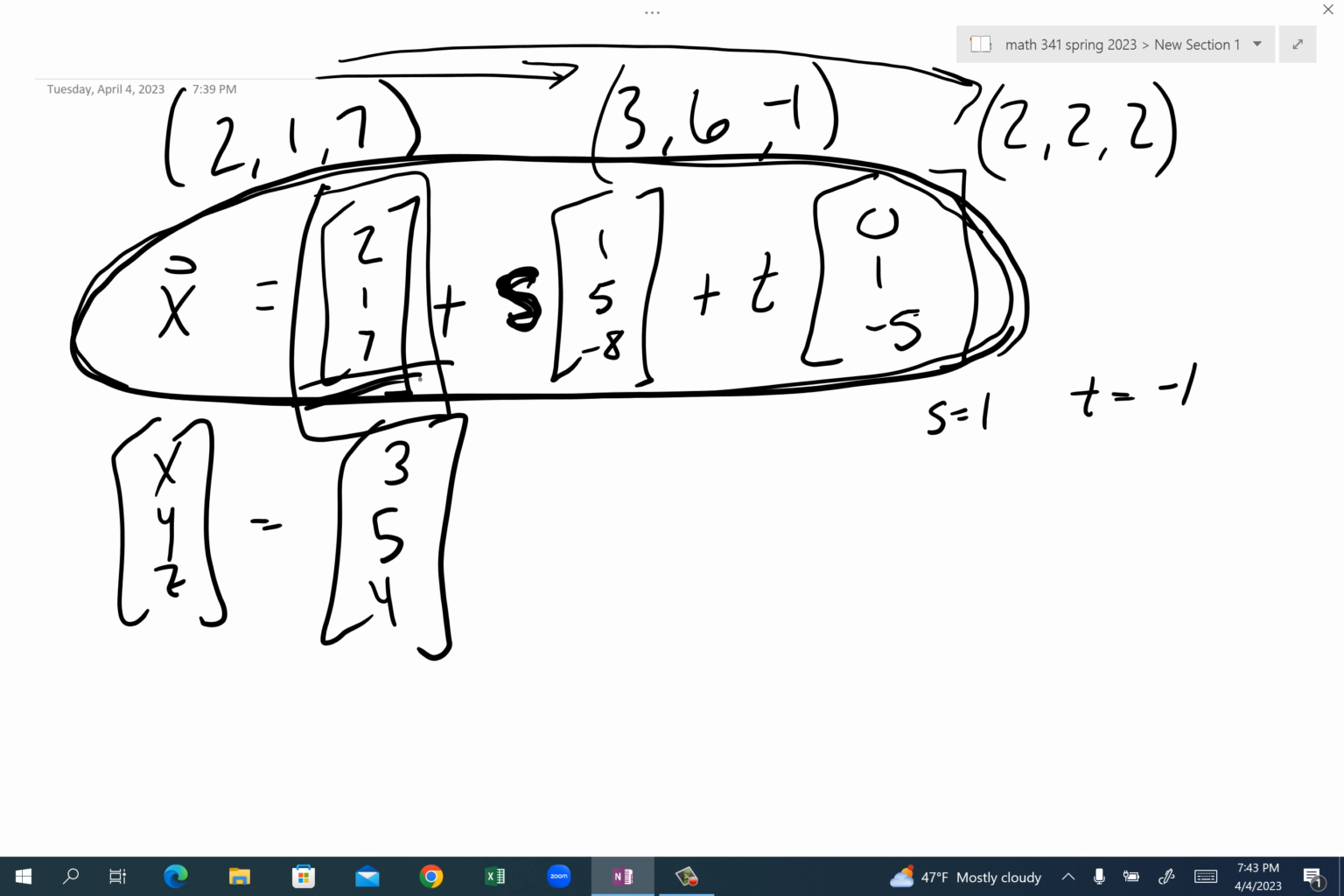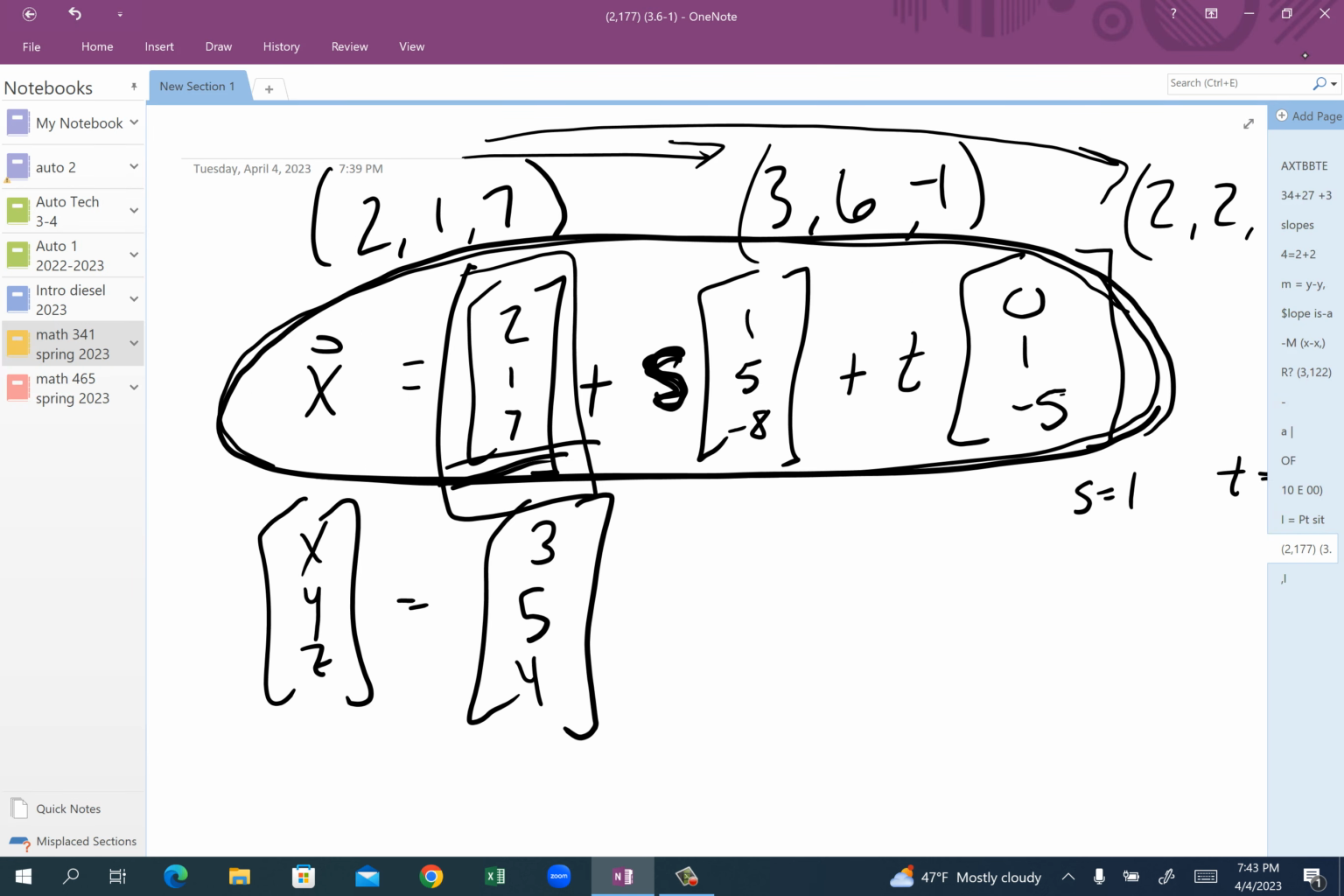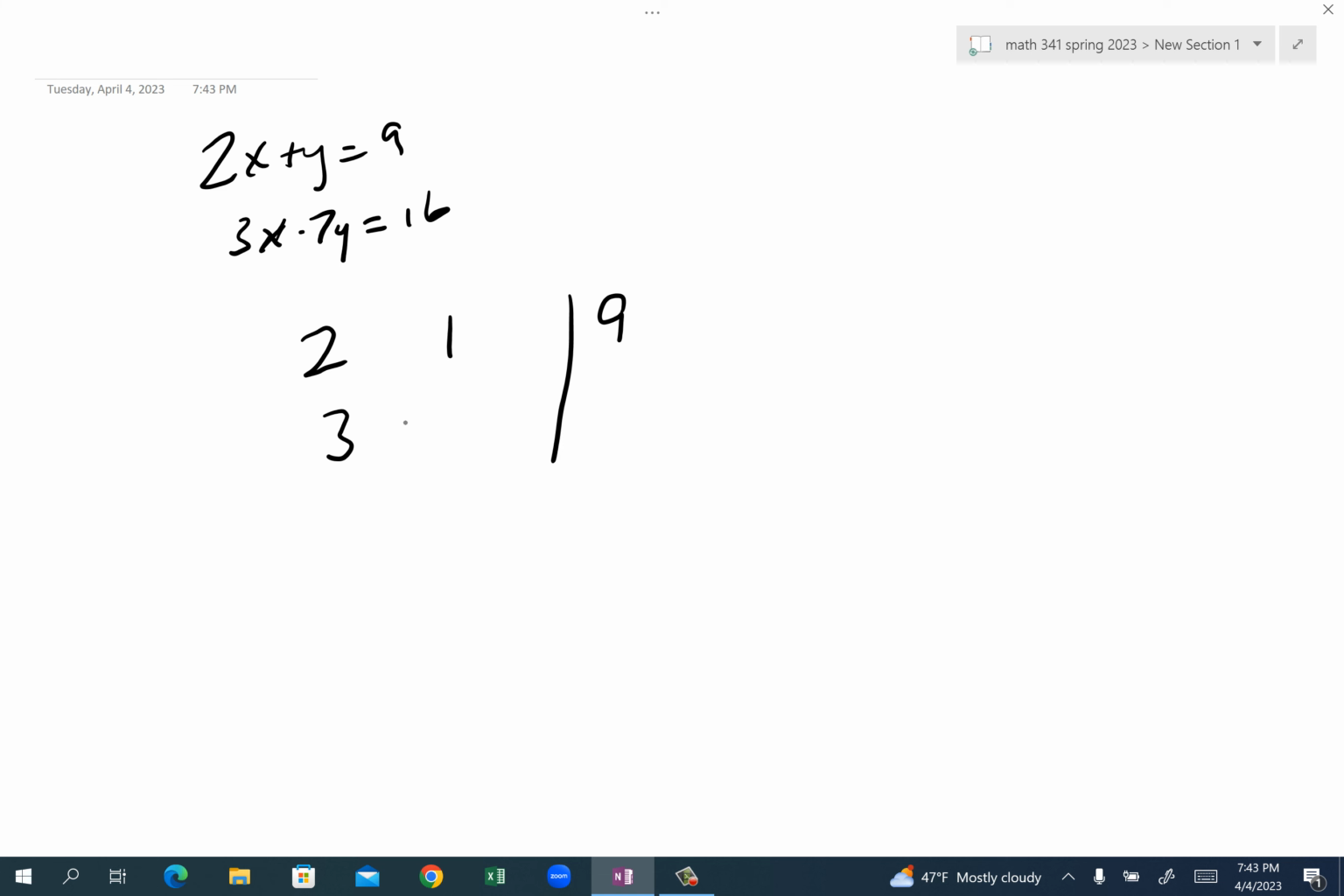Now, the last thing I wanted to talk about was in 2.1 yesterday when we were in class. We did a couple of these guys. So we had 2x plus y equals 9, 3x minus 7y equals 16, or whatever it was. And so we created an augmented matrix. And I want to show you, just for fun, a quick reminder of how it went down.